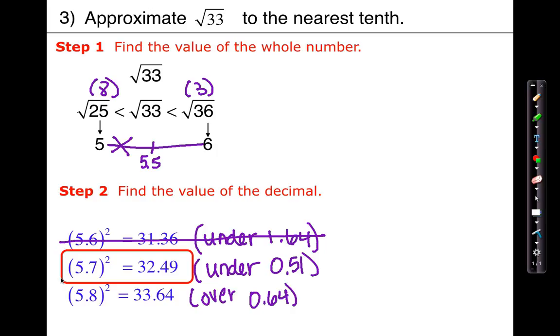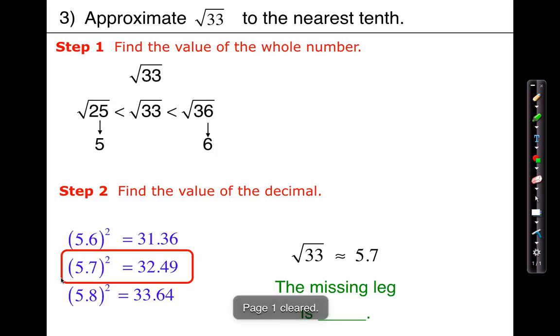So let's say the final answer I'm going to say is the missing leg is approximately 5.7. Just a quick reminder, I'm using the word approximately because the square root of 33 is not exactly 5.7. So you want to indicate that it's not exact, it's approximately.